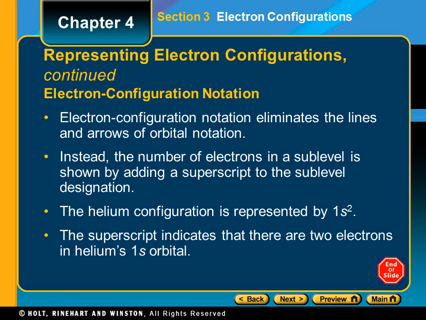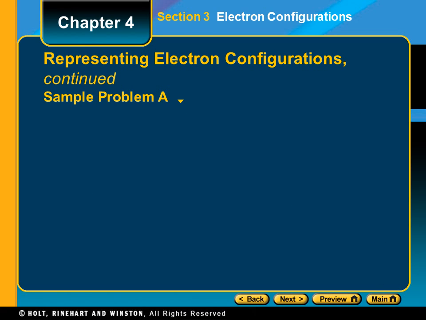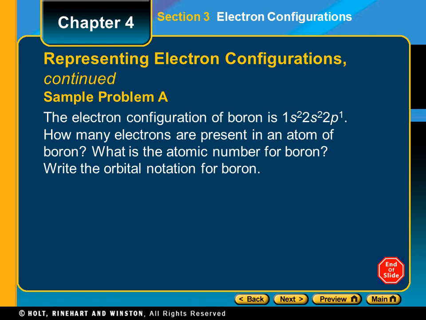As it says here, the superscript indicates that there are 2 electrons in helium's 1s orbital. So what does this look like in terms of doing a sample problem? The electron configuration of boron is 1s2, 2s2, 2p1. How many electrons are present in an atom of boron? What is the atomic number for boron? Write the orbital notation for boron.